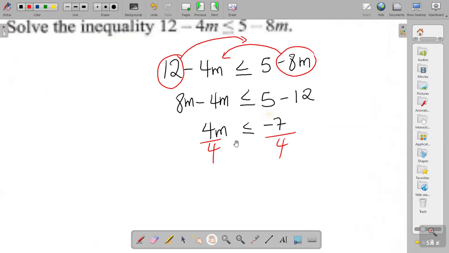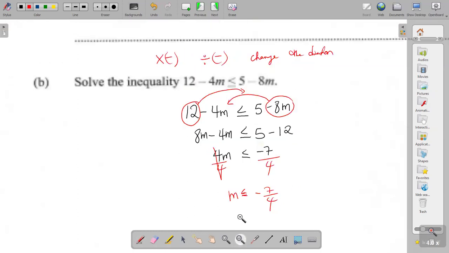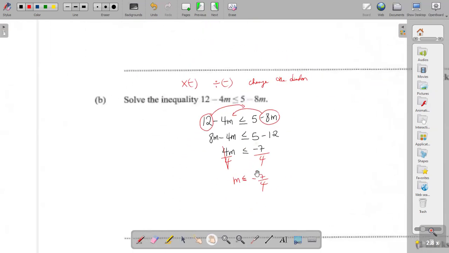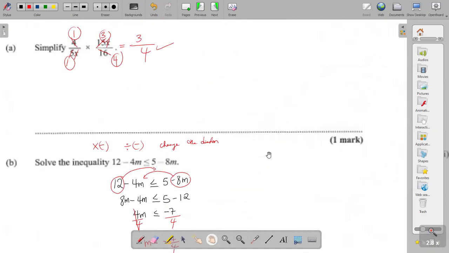The answer is no. You know why? Am I dividing by a negative number? No, I'm dividing by a positive number, so it doesn't change. If I had to divide by -4 because this was negative, then I would have changed the direction of the sign, okay? So this would cancel, so m would be less than or equal to -7/4. That's your answer. All right, this would have thrown off a lot of people and made them panic. You just stick to the rules.